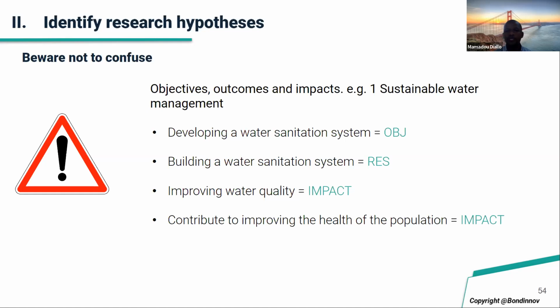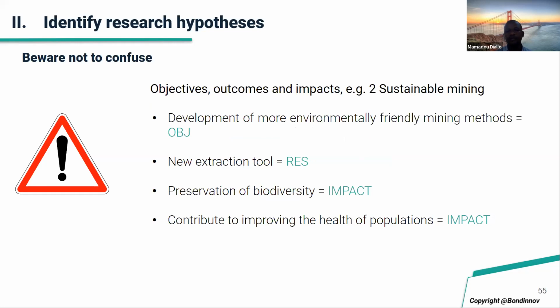Developing a water sanitation system is among the objectives. Building a water sanitation system is among the results. And improving water quality is the impact of the result of the project, and contributing to improving the health of the population is also an impact of the project. So be very clear, define them, and don't confuse them. Don't put impact in the result, or result in the objective, and so on.